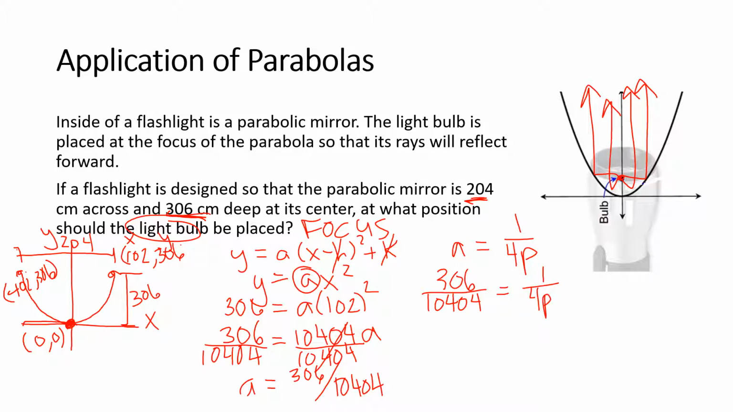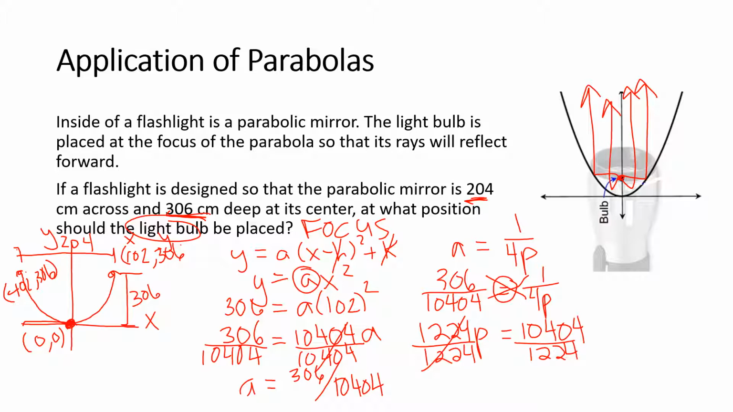This is a proportion. You have that equal sign in the middle. So what we're going to do is cross multiply. You're going to have 306 times 4p is 1,224p equals, I'm going to cross multiply again, 10,404 times 1 is 10,404. Now to get p by itself, I can just divide by 1,224 on both sides.